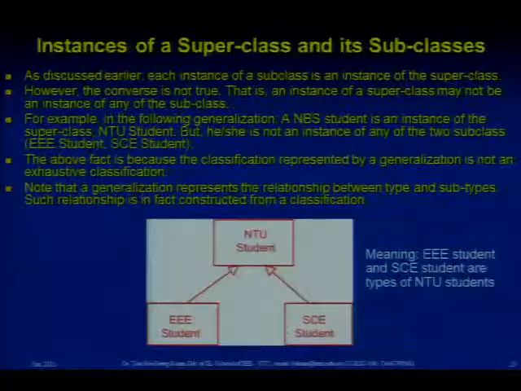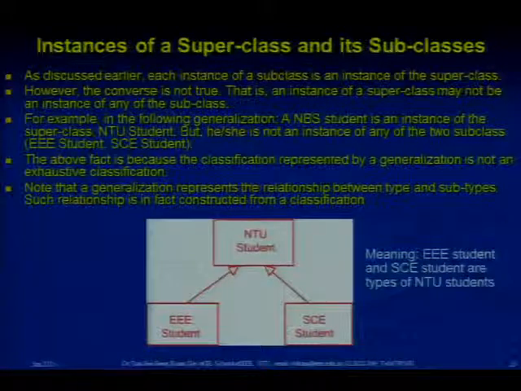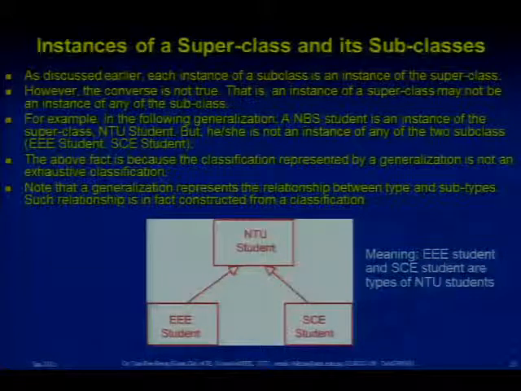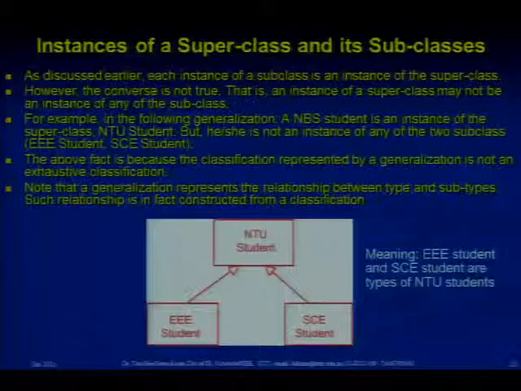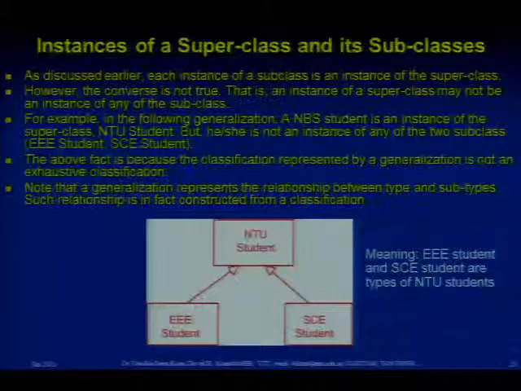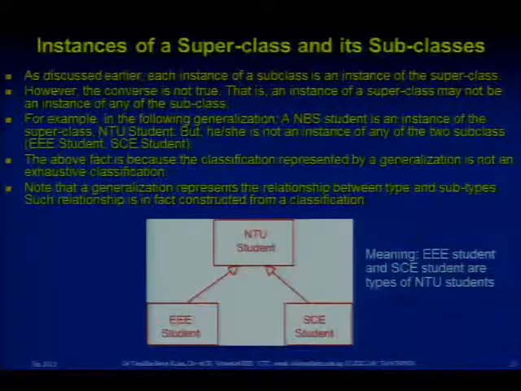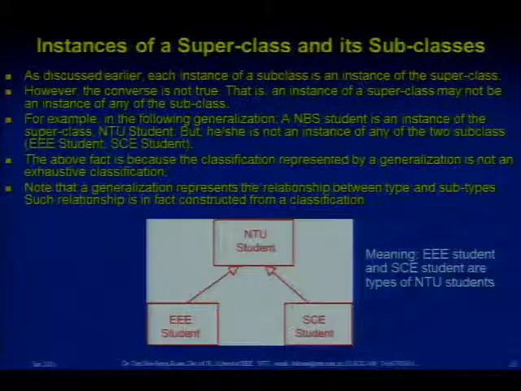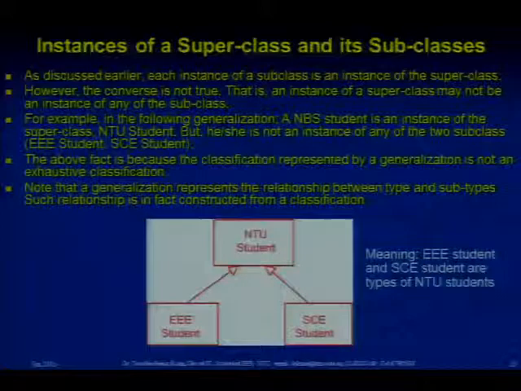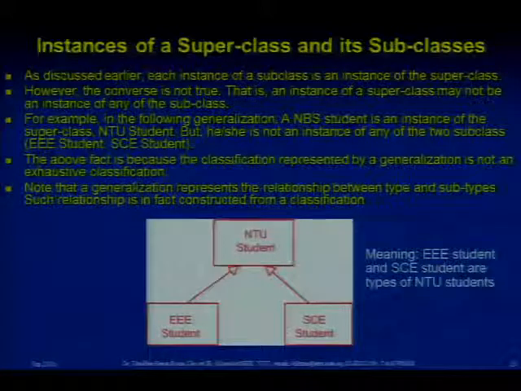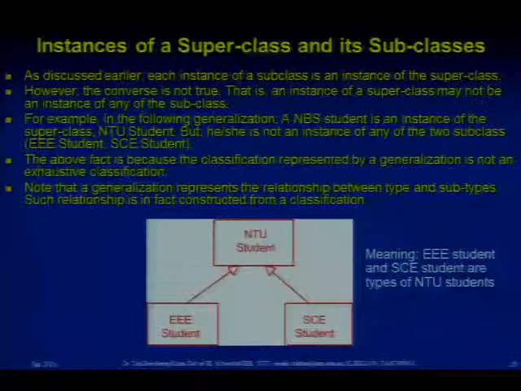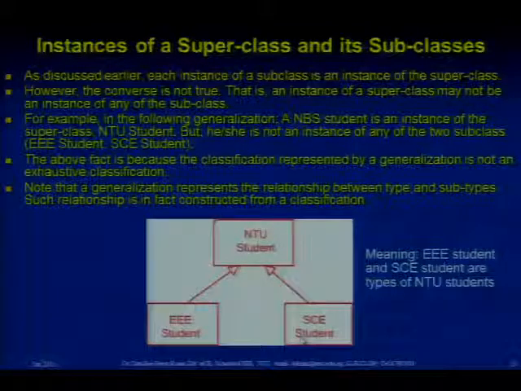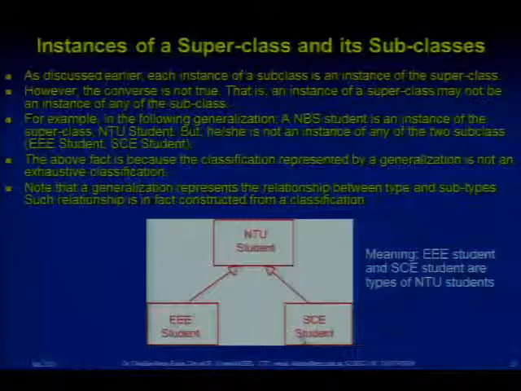It is only when you have a generalization that represents a complete, exhaustive classification that an instance of the superclass will be an instance of one of the subclasses. But when you do classification, you may not do a complete one. You may do a partial classification. Like in this case, you classify NTU students and single out only two types because you want to focus on these two schools only.